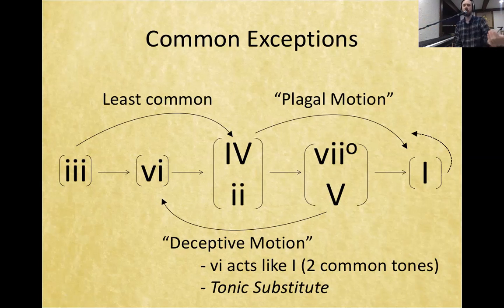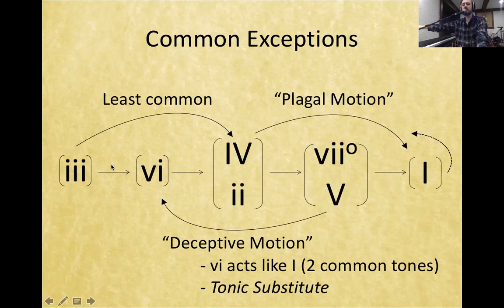3 going to 4 is a nice way of skipping over this 6 chord and immediately moving into a functional area. 4 doesn't go to 3. 4 doesn't need to go that direction. So all of these arrows are one direction, right? So keep that in mind. But these are our common exceptions.